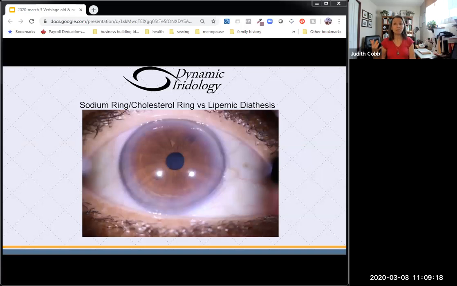Now, have I seen people with this marking have elevated cholesterol? Absolutely, I have. But I've also seen people with this marking not have elevated cholesterol. Now, why in the heck would that be? That would be because, sometimes, depending on the age at which we see this starting to form, sometimes it has nothing to do with cholesterol. Sometimes it has nothing to do with how the person handles their carbs. Sometimes it's just the cornea aging. So we don't want to use the term sodium ring, cholesterol ring. We just want to use lipemic diathesis.